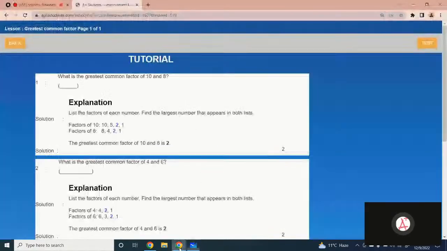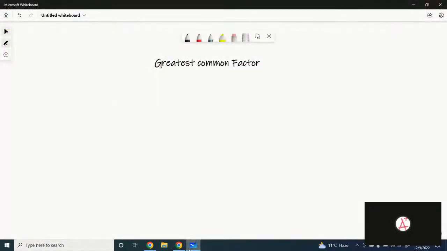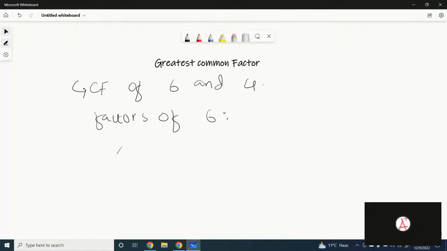Let's start with the next lesson. You have to find the greatest common factor, the GCF, of 6 and 4. So just write the factors for both the numbers. Let's start with the factors of 6 and the factors of 4. You have to write the factors of both the numbers. Got it?